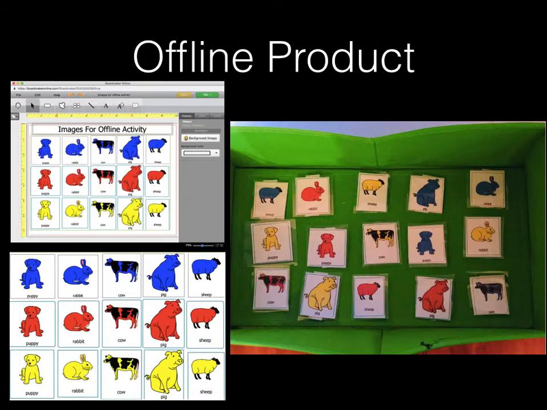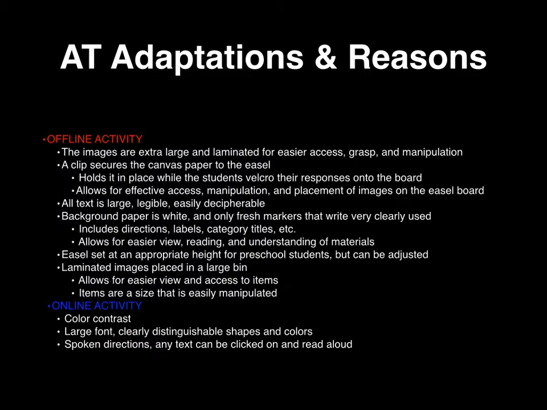So for the offline product, I originally made these images on Boardmaker, and I just found them searching through the symbols that they had, and then I used Boardmaker's editing tool to just change the colors to blue, red, and yellow, and then I took a screenshot of that, which is the image on the bottom left, and that's what I printed from my computer. And then I cut them out, laminated them, attached the Velcro, and placed them in the bin, and that's the image on the right.